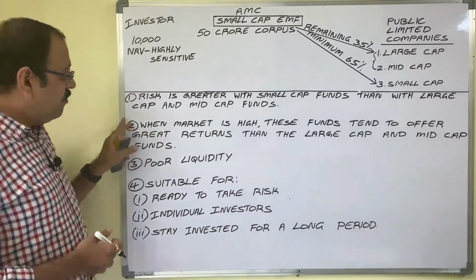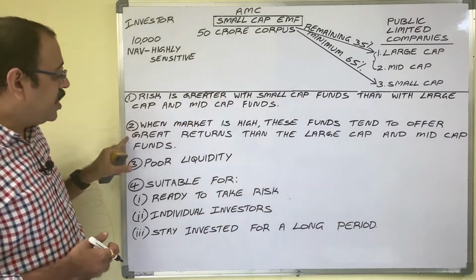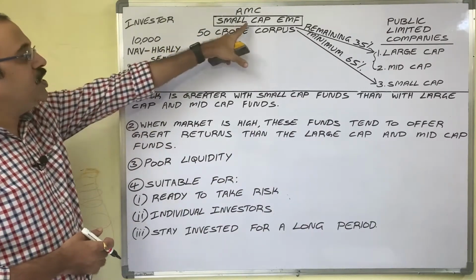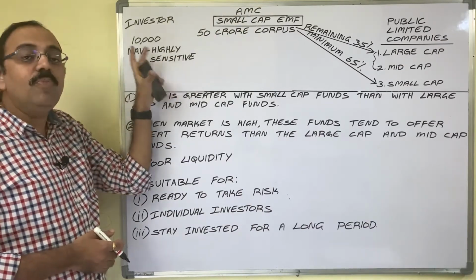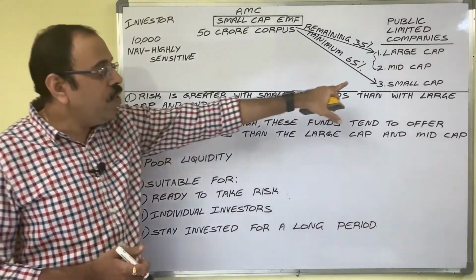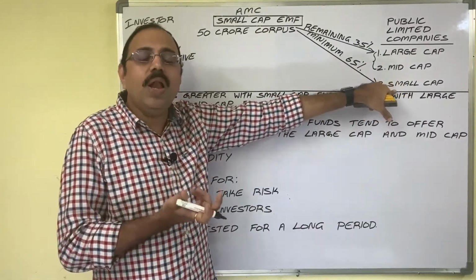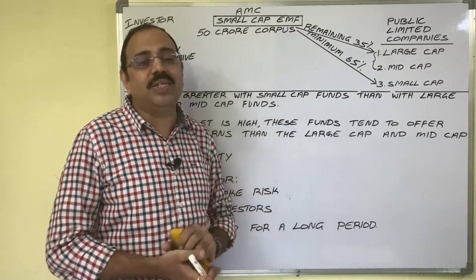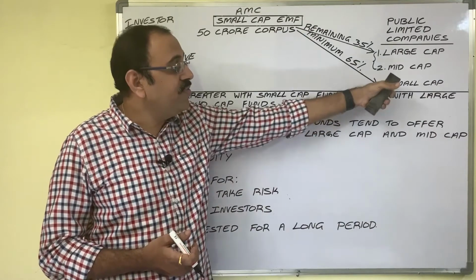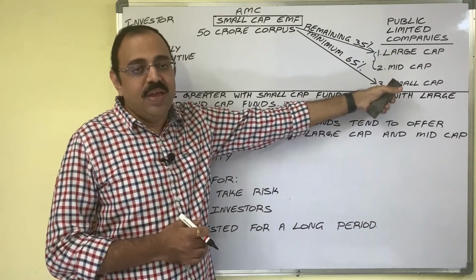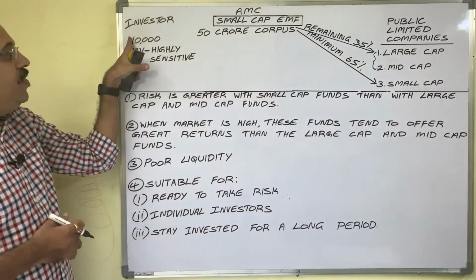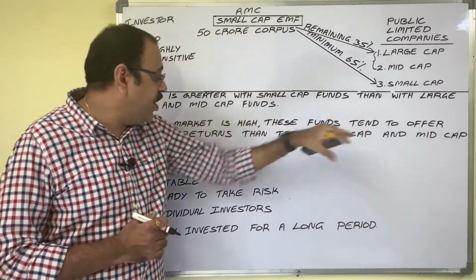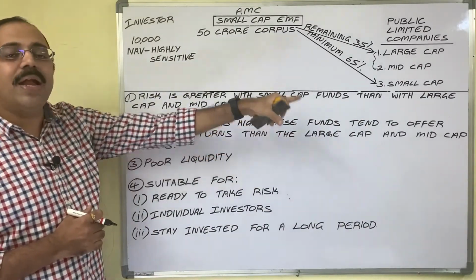Now the second point is, when the market is high, these funds tend to offer greater returns than the large cap and mid cap funds. You know, the NAV of these mutual fund units is highly sensitive to market conditions, and the portfolio contains small companies, no? And these small companies have a lot of scope for development. When the market is good, these companies expand aggressively. As a result, the market price of these company shares increases dramatically. When the market price increases, the NAV of these mutual fund units also increases. Thus, these funds tend to offer greater returns than the large cap and mid cap funds.